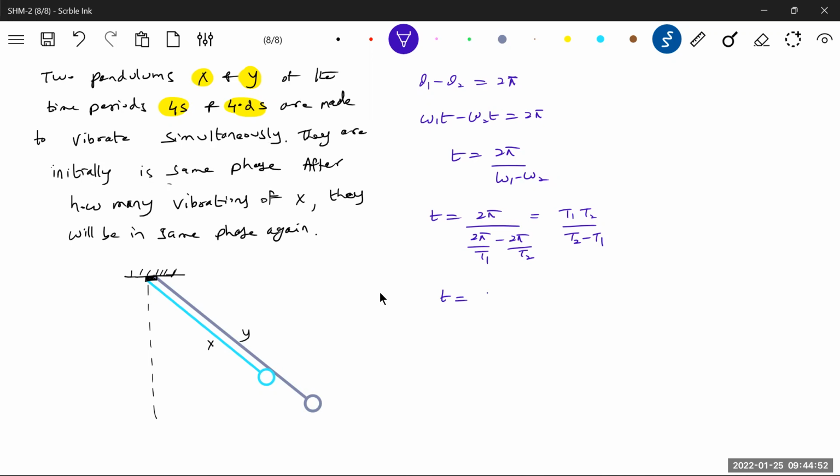So this T1 will be 4. How much will it be? 16.8 by 0.2. 84 seconds. But how many vibrations is asked? After 84 seconds, both will be in the same phase. But how many vibrations of X? For one vibration, X will take 4 seconds. For 84 seconds, how many vibrations?